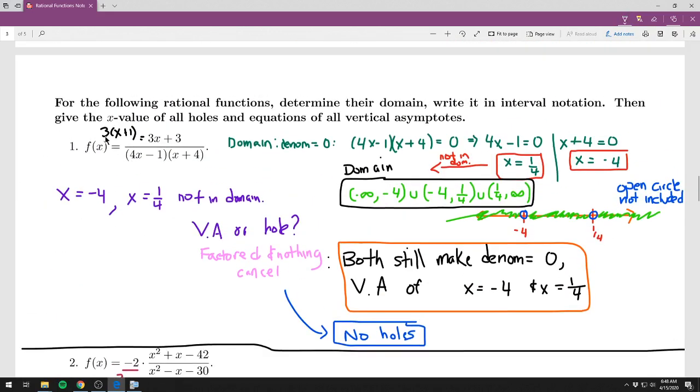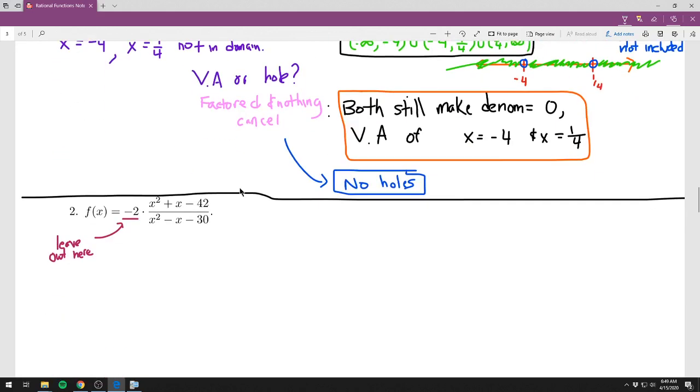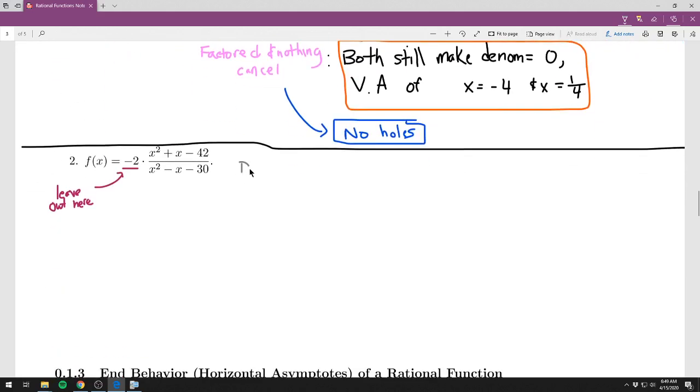But it's the same directions as the last problem. I'll scroll up and remind you, we are figuring out the domain in interval notation. We are going to give the x value of all the holes and the equation of all the vertical asymptotes. The first thing, let's figure out the domain. So we set the denominator equal to 0, x squared minus x minus 30 equals 0.